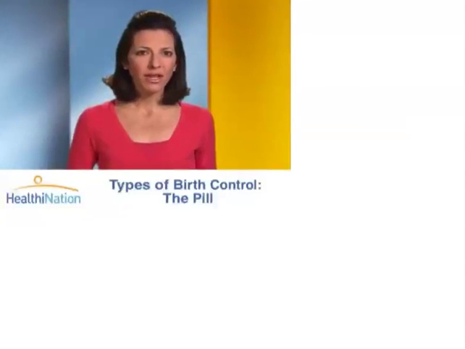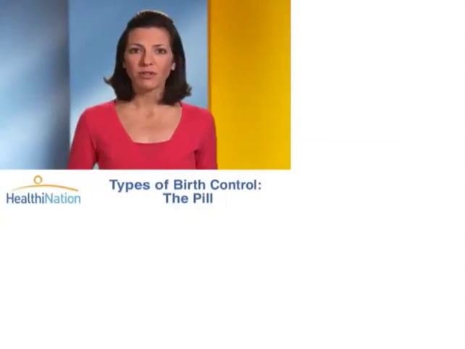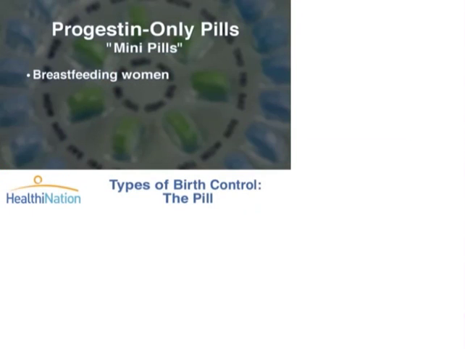These hormones regulate your menstrual cycle and allow for monthly periods. Some types can reduce the number of periods you get per year or eliminate them altogether. Progestin only, or so-called mini pills, are useful for women who are breastfeeding or who cannot take estrogen.